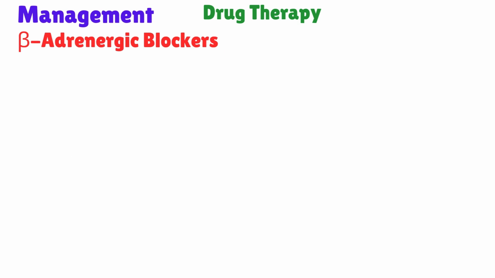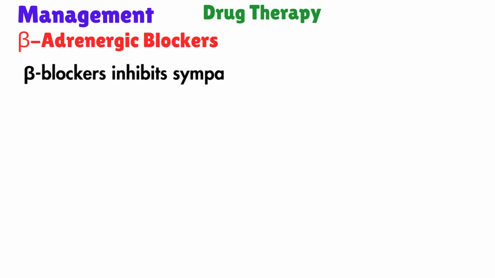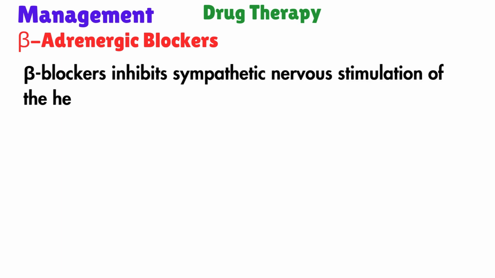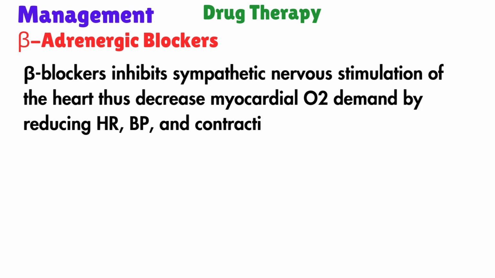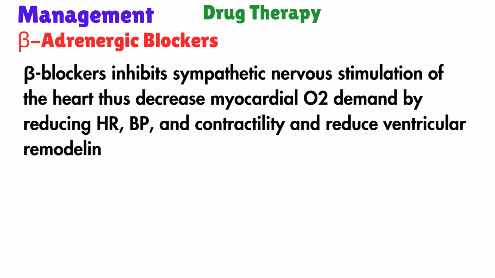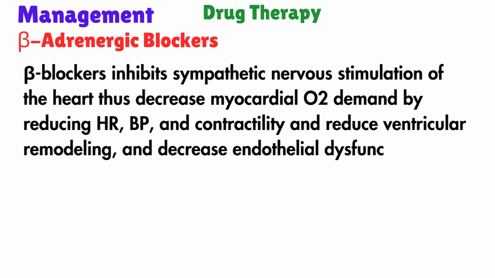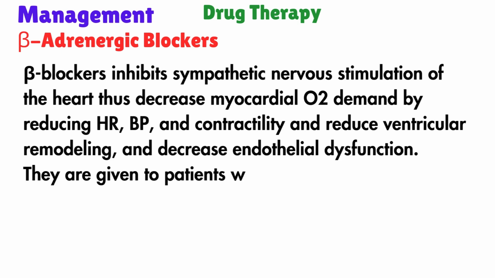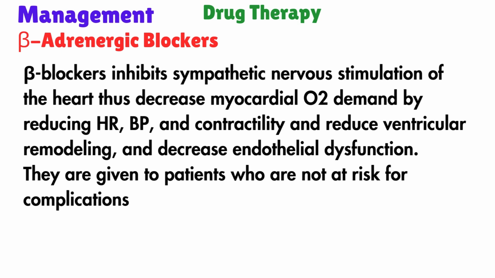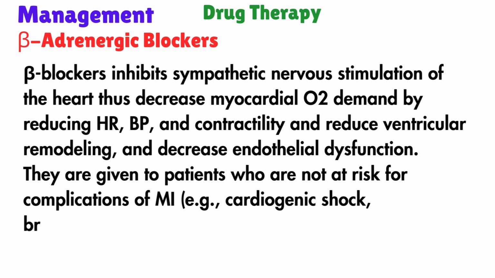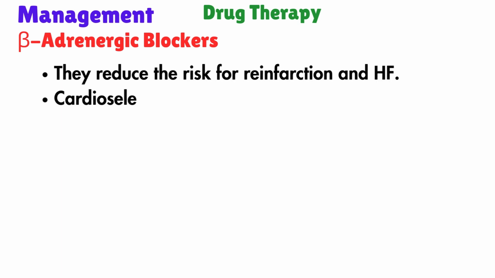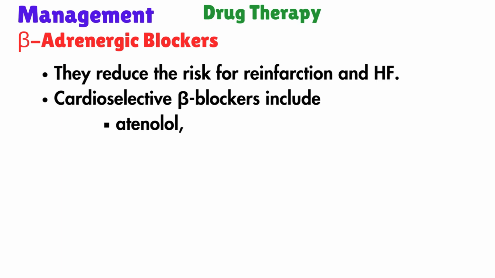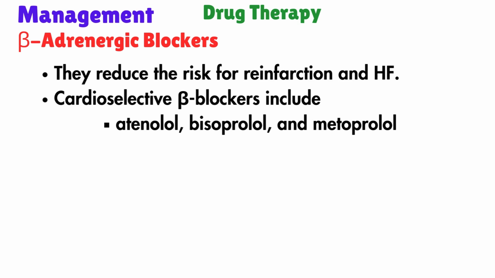Next drug is beta-adrenergic blockers. Beta-adrenergic blockers inhibit sympathetic nervous system stimulation of the heart, thus decreasing myocardial oxygen demand by reducing heart rate, BP, and contractility, and reduce ventricular remodeling and decrease endothelial dysfunction. They are given to patients who are not at risk for complications of MI, such as cardiogenic shock, bradycardia, hypotension. They reduce the risk for reinfarction and heart failure. Cardioselective beta blockers include atenolol, bisoprolol, and metoprolol.